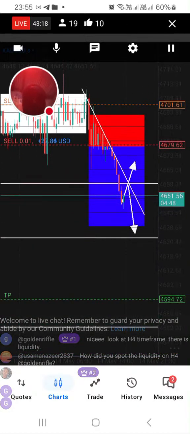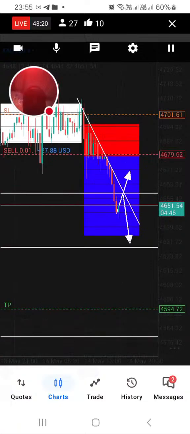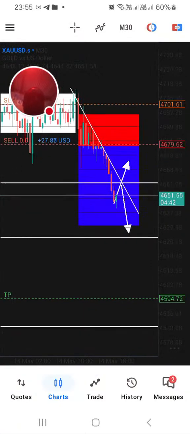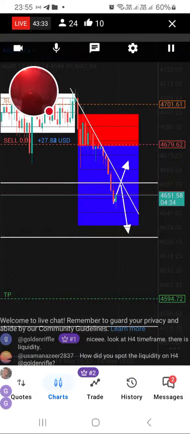So we are expecting this market to move down here. Let's see how the market moves. We are in profit right now, guys. So let's see how the market moves.